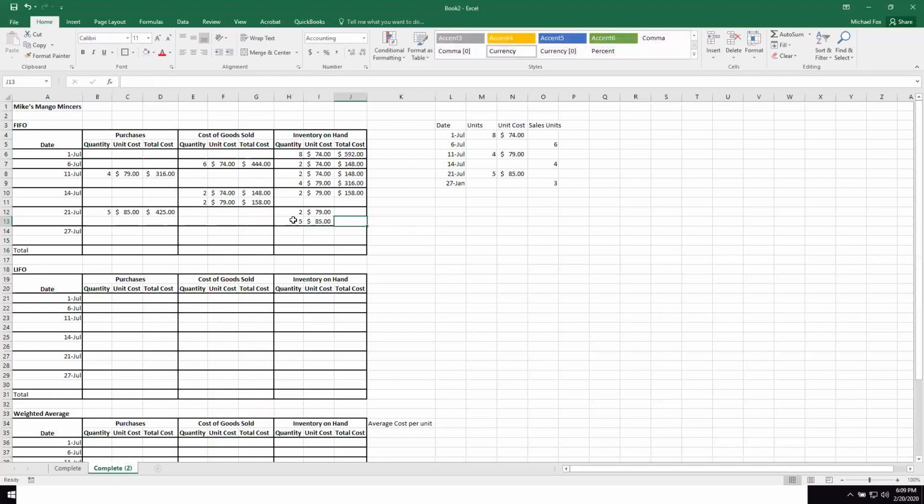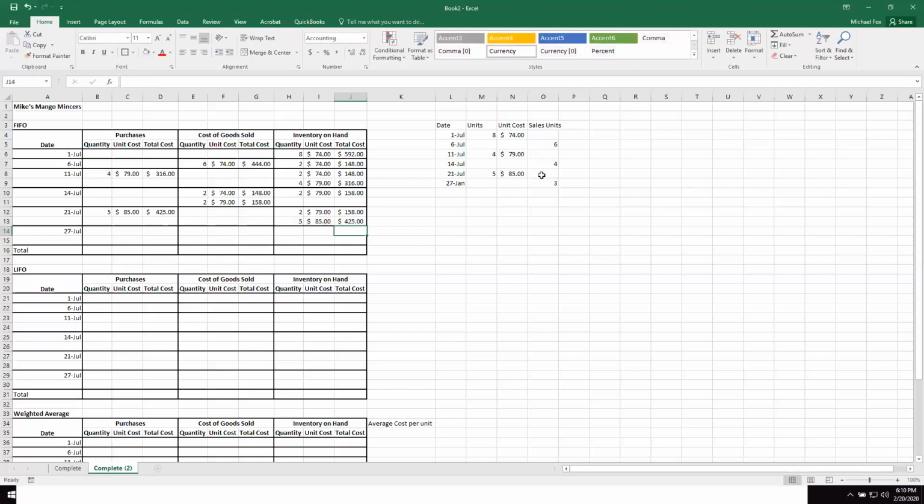So the trick to first in, first out, and last in, first out, is always keeping track of how much each unit I have costs, and I always keep them listed in chronological order. So my oldest units are listed first. So I have 2 units at $79 and 5 units at $85.